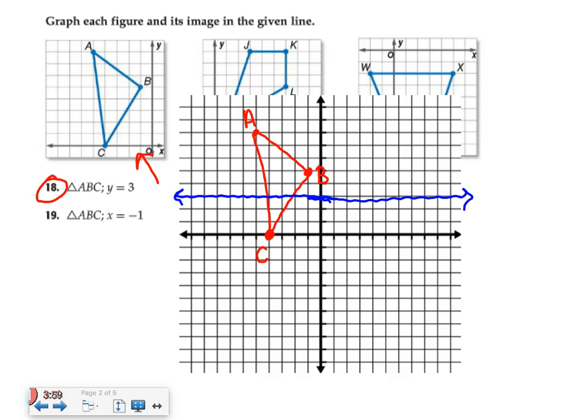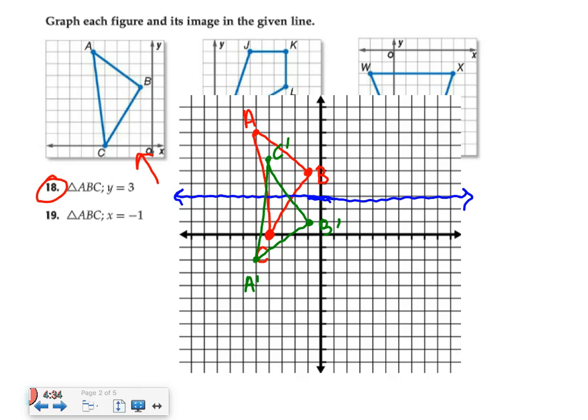If I count how far away A is from my blue line, 1, 2, 3, 4, 5, I'm going 5 the other way. 1, 2, 3, 4. Now there's my A prime. C is 3 away, so I'm going to go 3 the other way. 1, 2, 3. C prime. B is 2 away, so now I'm going to the opposite. And again, we're just connecting. So that's all we did. We just reflected over y equals 3.